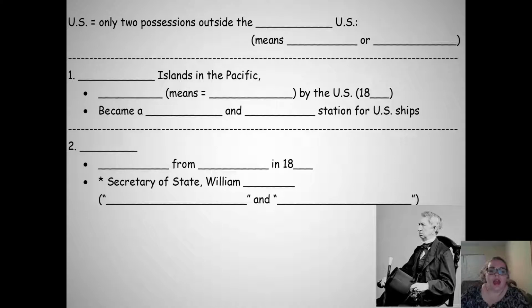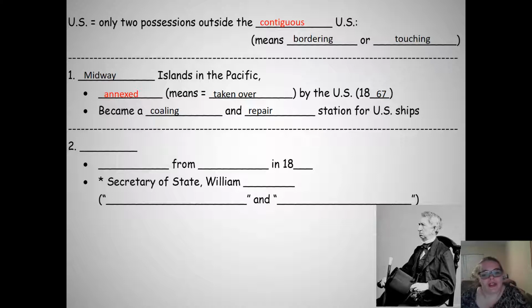Okay. At the time, at the beginning of U.S. imperialism, the United States only owns two possessions outside of the contiguous United States. Contiguous is a vocab word. It means bordering or touching. Okay. Those two things we owned before imperialism were the Midway Islands in the Pacific. Okay. We annexed those, or we took them over. Okay. In 1867.